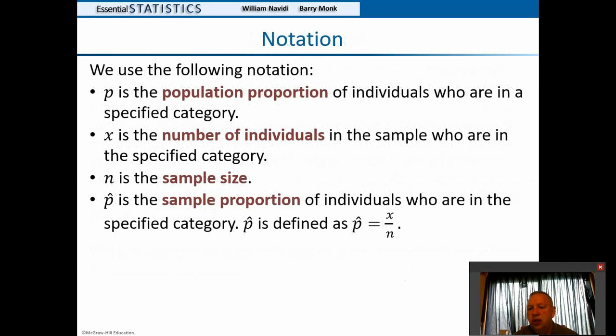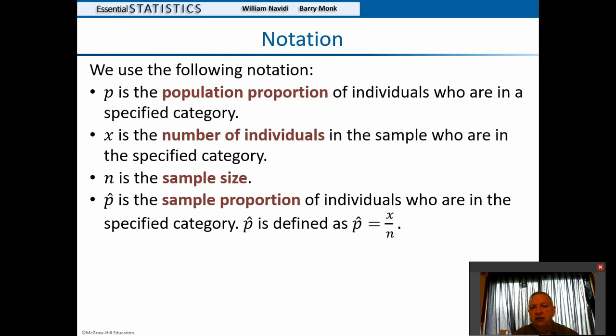Here's a little bit of new notation for us. P is the population proportion. Sometimes the Greek letter pi is used for this, but P is what most of the books we use now use. So P is the population proportion of individuals who are in a specified category. If we knew P, we wouldn't be doing hypothesis testing. If we knew the population proportion, we would report it, there you go. We don't know what that population proportion is. All we have is sample data.